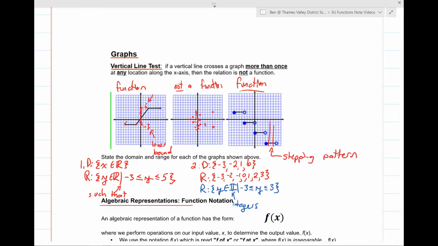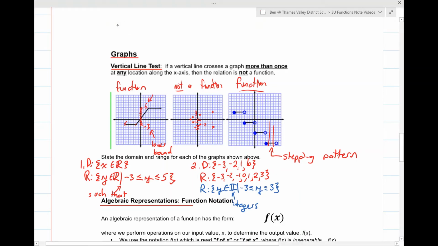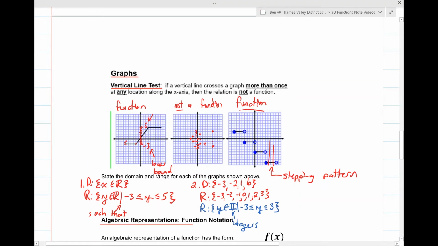And lastly, let's take a look here at the third function. If we look at the domain here, we have a function for all values of x from -8 up to +8. That's right, up to +8.